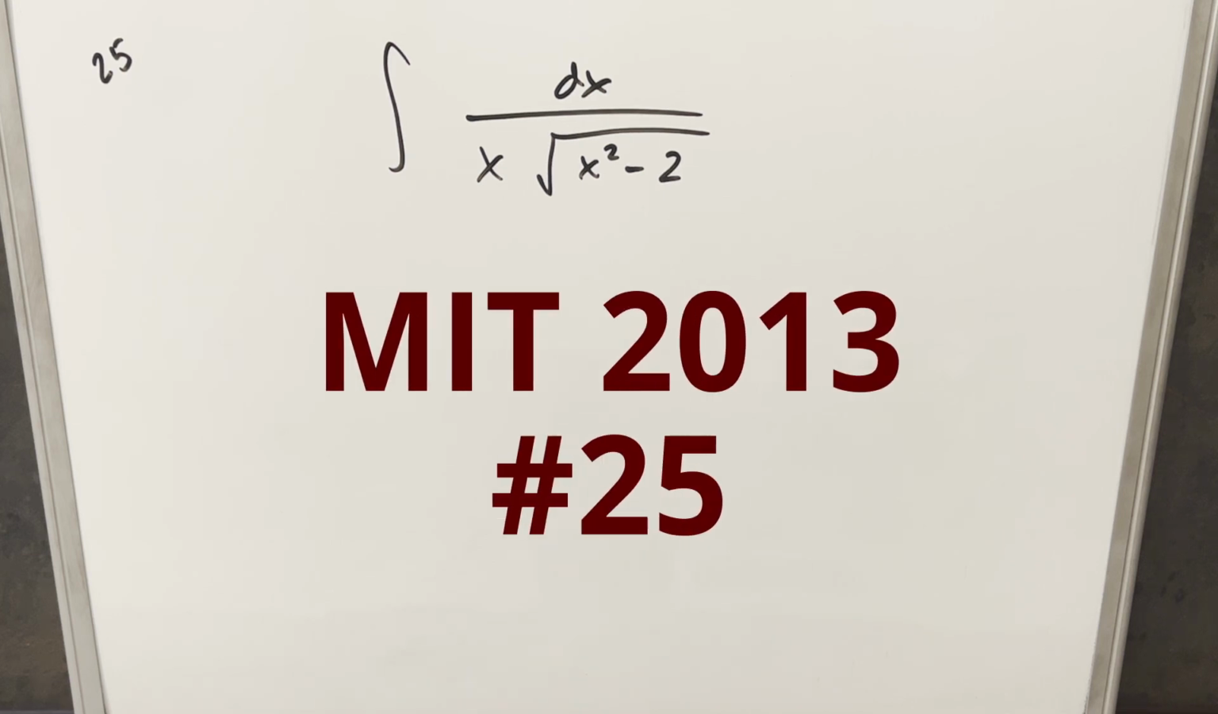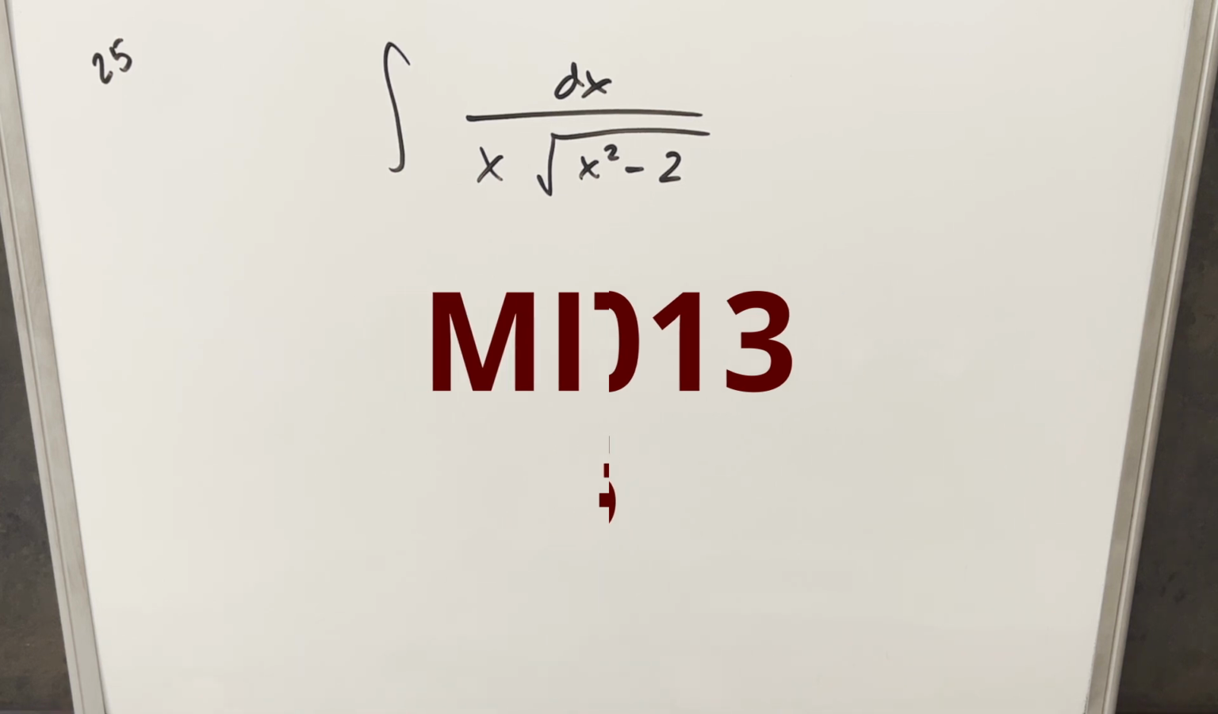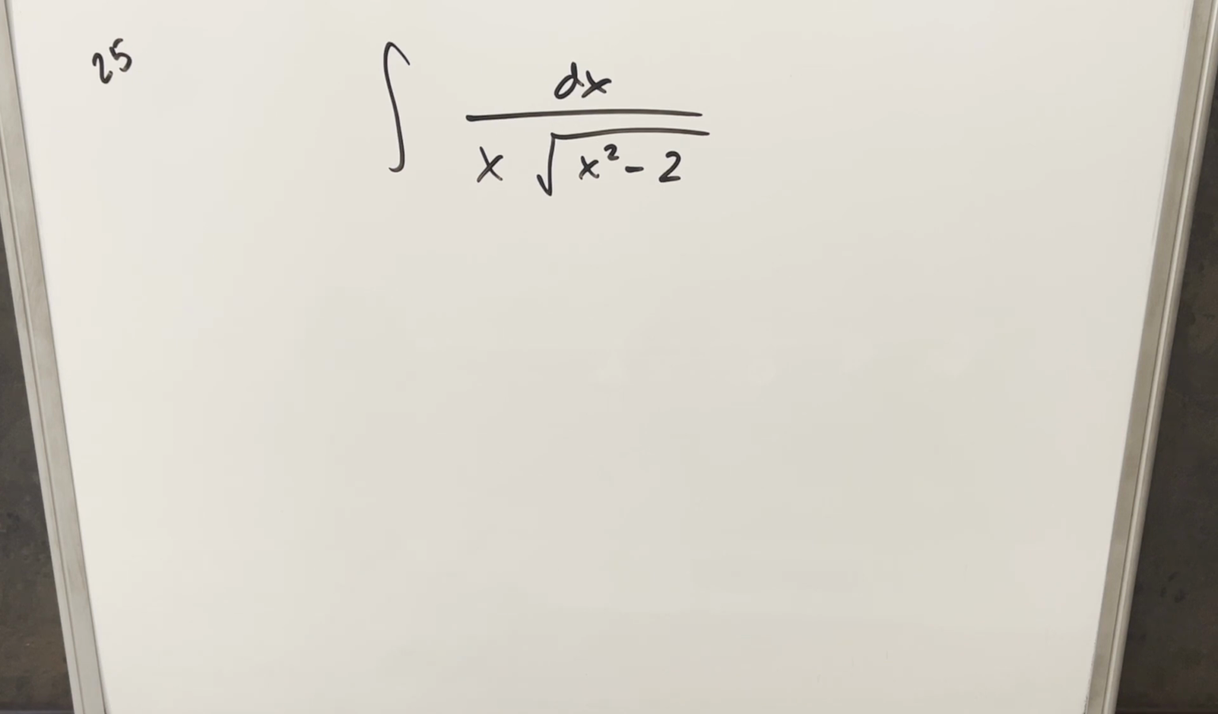Okay, we have here today another integral from the MIT Integration Bee 2013. This is problem 25. We have the integral of 1 over x times the square root of x squared minus 2 dx. Now there's a few ways I would normally do this.